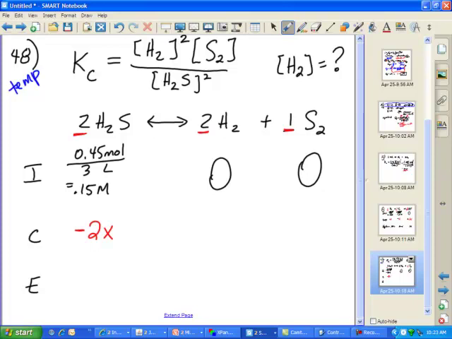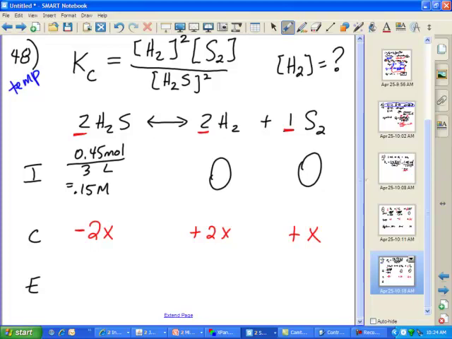So it's kind of like as 2 molecules of this breaks down, 2 molecules of this forms, and 1 molecule of this forms. Get it? That's the reason for the 2 here. So we're going to lose 2x. The x is what we're trying to find. We don't know what it is. So as we lose 2 molecules of this, we're going to form 2 molecules of this, so it's plus 2. And we're going to form 1 molecule of this, so it's going to be plus x.